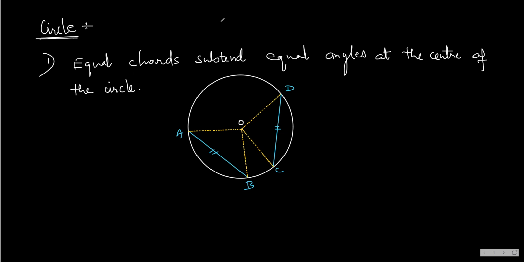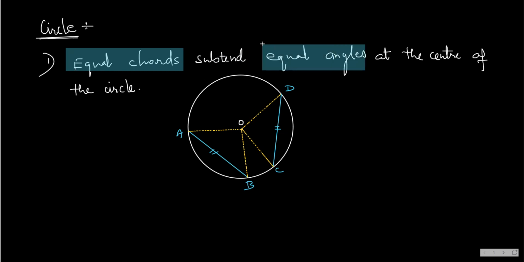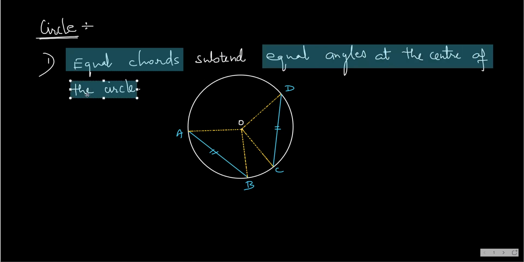So equal chords, you can check here, when you have equal chords in a circle, then such equal chords will subtend equal angles at the center of the circle. Okay, you understand the meaning of subtend? Subtend is what? To make. So see that in this circle, there are two chords which are equal.